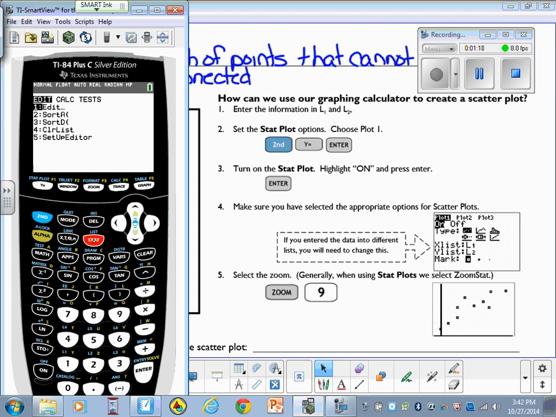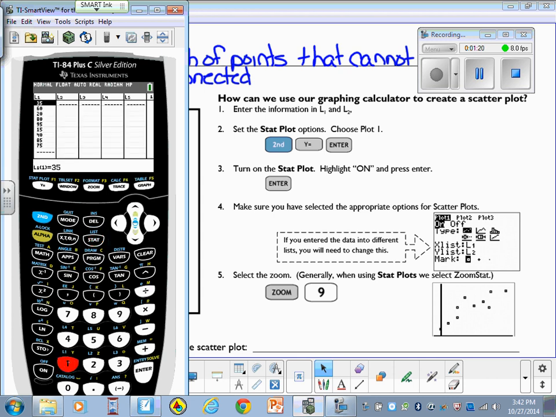We're going to go to Statistics, Edit, Arrow, Clear, Enter. We are going to put the minutes studied in list 1 and the score on the test in list 2. So minutes studied: 43, 65, 10, 0, 22, 31, 84, 22, 55, 62.